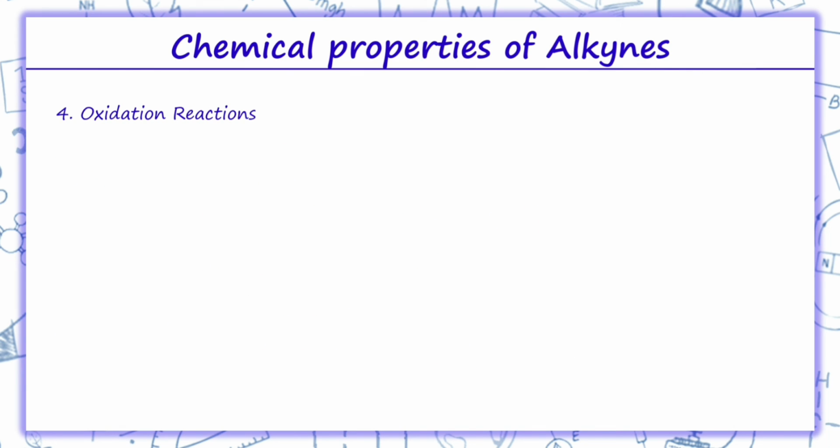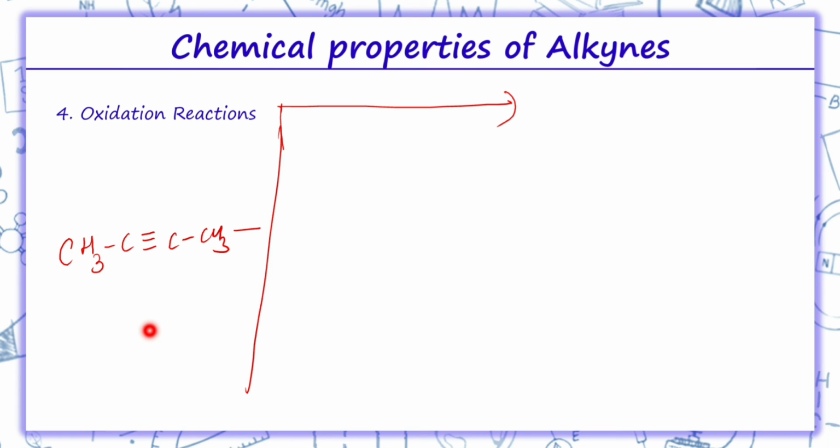Next is oxidation. Let us suppose we have CH3 C triple bond C CH3. On oxidation, there are different conditions. The first is combustion. When alkynes are burnt in excess of oxygen, we get CO2 plus water and a large amount of heat is produced. The heat produced is used for welding purposes.